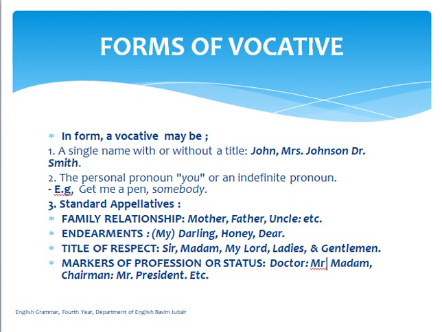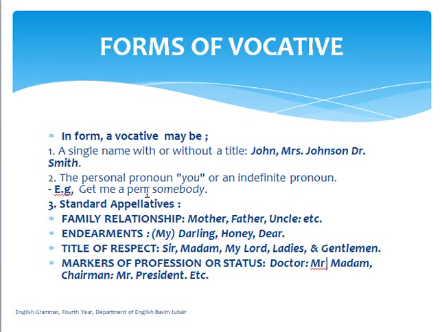The second form is the personal pronoun "you", or an indefinite pronoun. The "you" is used for singular and plural. It is the addressee, which is the normal form of the vocative. When I say, "You, come here," which is sometimes impolite, or "You, go there," or "All of you, come to me," "All of you, please bring your stuff here." Or the indefinite pronoun: somebody, anybody, nobody, and so on. For example, "Get me a pen, somebody," or "Somebody, get me a pen," or "Anybody here," "Nobody here," and so on.